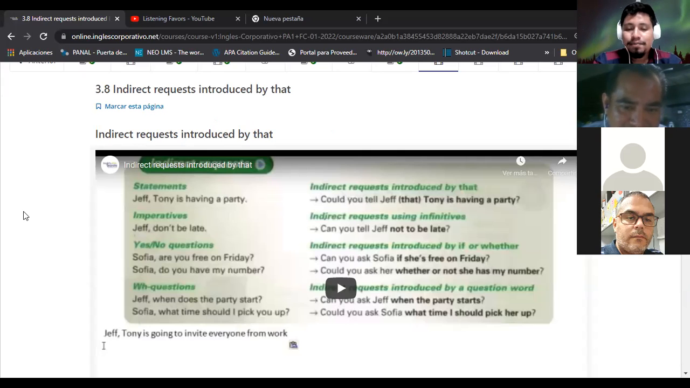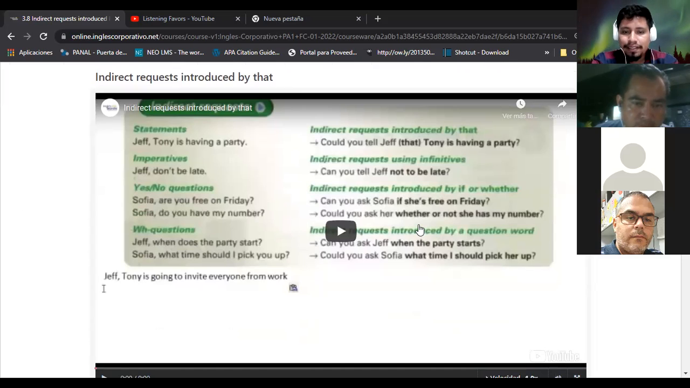Ok, aquí hemos discutido tres hasta el momento, ¿sí? Las que son introducidas con that, ¿ok? Las preguntas indirectas en las cuales se utilizan los infinitivos, o sea, utilizar el verbo con el to, y las preguntas indirectas que son introducidas con el if de posibilidad, o el whether, que también es de posibilidad, pero dando opciones, ¿sí? Mostrando dos posibilidades diferentes. Ok. Y la última, que nos dice indirect request introduced by a question word.